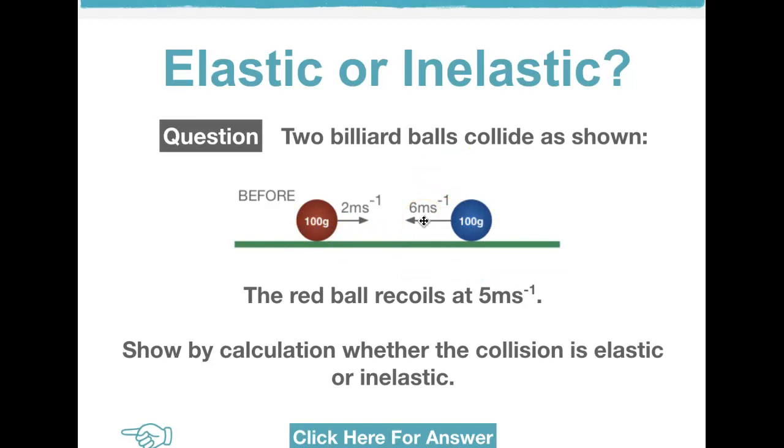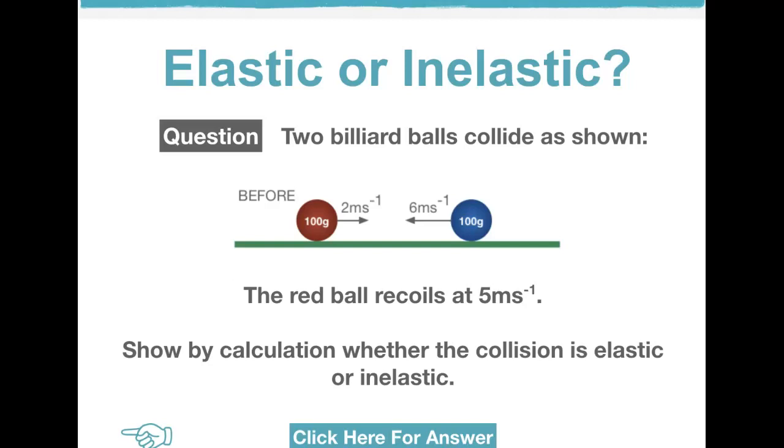The first thing to bear in mind is that kinetic energy is a scalar. That means we do not need to worry about the plus or minus sign. This is only for momentum, which is a vector. So, show by calculation whether the collision is elastic or inelastic. We need to work out the kinetic energy of this object using the relationship 1/2 mv squared and add it to the kinetic energy of this object using 1/2 mv squared. This will give us the total kinetic energy before the collision. Then we need to compare it to the kinetic energy after.